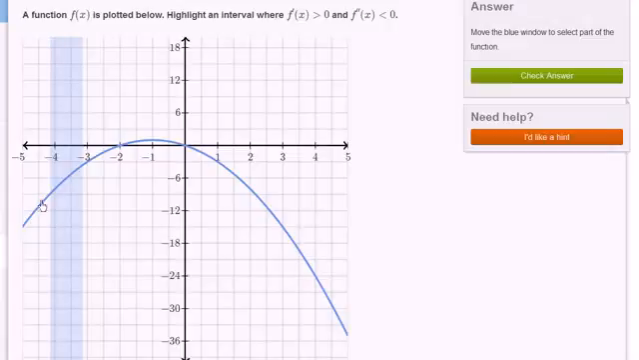And we see it's really steep here, then it's getting less steep, and it's getting closer and closer to 0, the slope of the tangent line, or the rate of increase of the function. So I would pick anything right around this region right here.